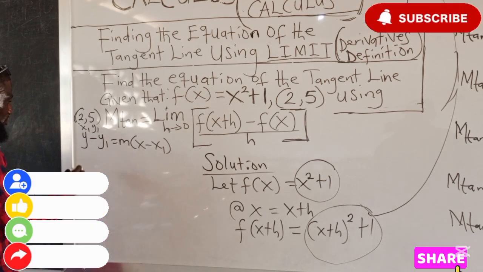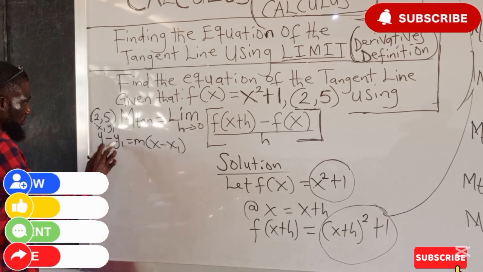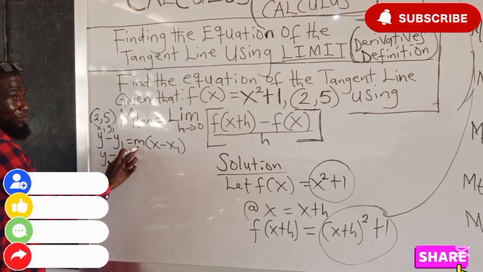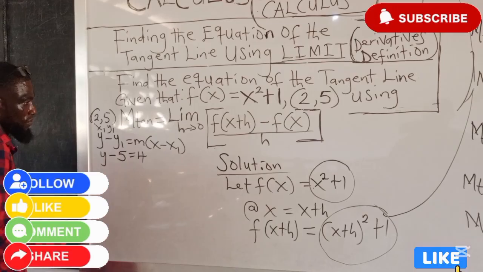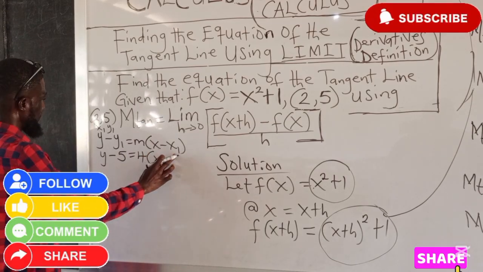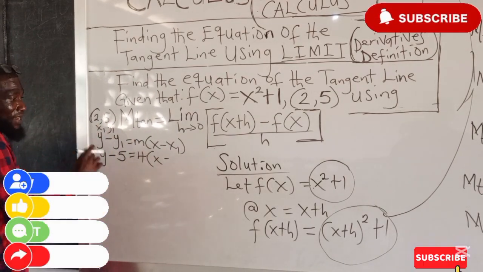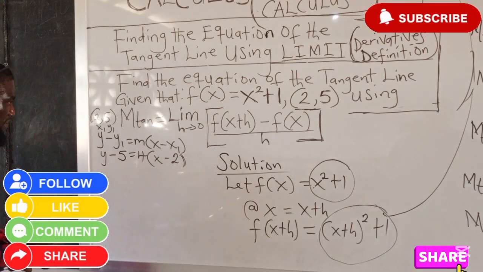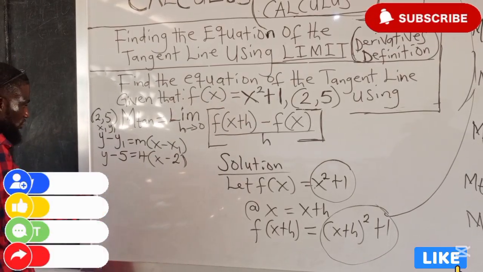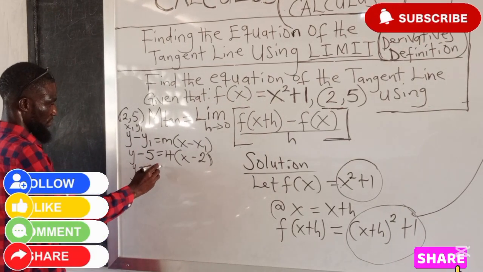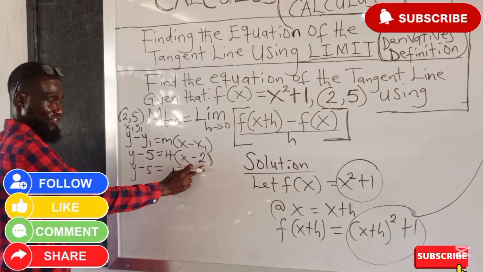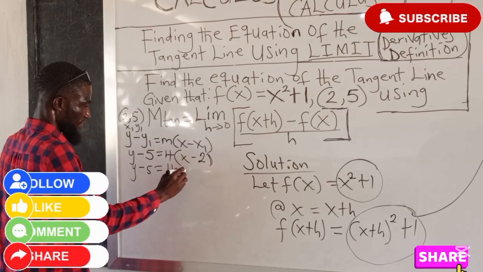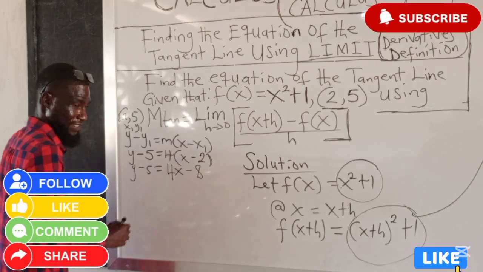So ladies and gentlemen, on this note, we say y minus y1, where y1 is 5, will be equal to m, which is the slope, equal to 4, parenthesis open, x minus x1. What is the x1 number? It is just equal to 2. So we'll be using this to solve our problem. So y minus 5 will be equal to, we multiply the 4 by the values in the parenthesis: 4 times x gives us 4x, and minus 4 times 2 gives us minus 8.